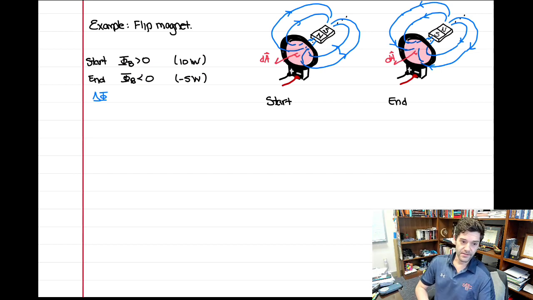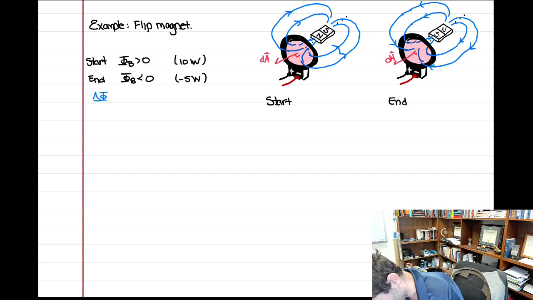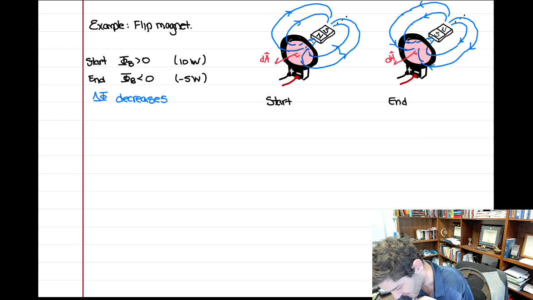Final minus initial, this is going to be a decrease. So the flux, this is the delta, we might say decreases or is negative. Decreases, by that I mean, again, on the number line, where this is positive and this is negative. The flux might have started here and ended here.